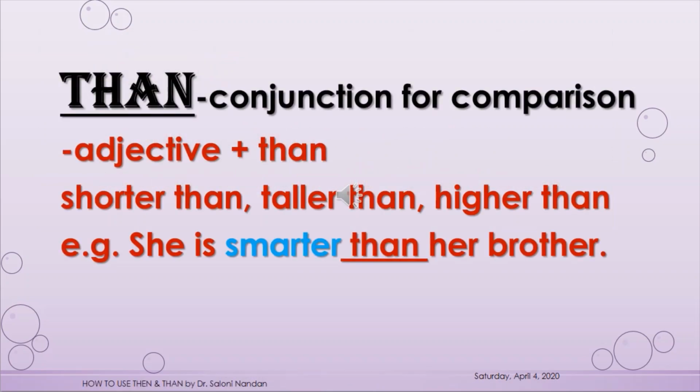Than is also used after an adjective. For example, shorter than, taller than, higher than. She is smarter than her brother. She is beautiful, more beautiful than her brother. Over here, please notice one more thing, that we use subject, positive adjective, then the word than and object.